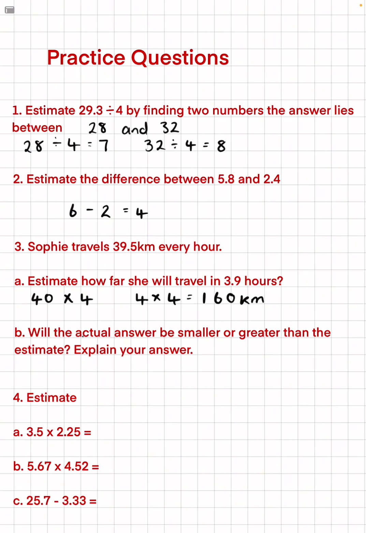Part B says, will the actual answer be smaller or greater than the estimate? Explain your answer. The actual answer will be smaller because both numbers were rounded up.